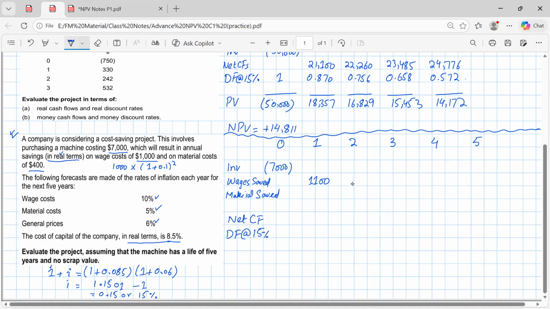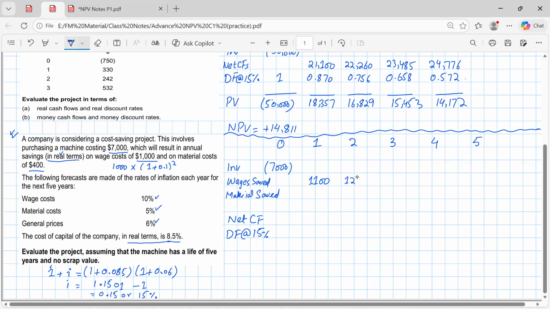1000 times 1.1 power 2. What will be the answer? Well, you don't have a scientific calculator with you. I think both of you are using a mobile calculator. The answer is 1210.